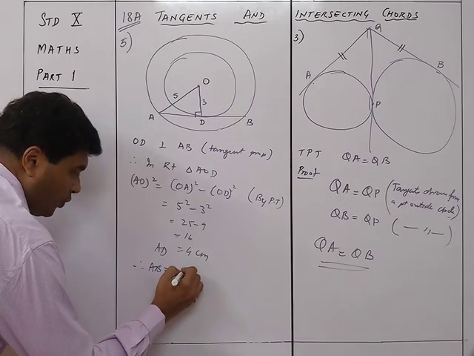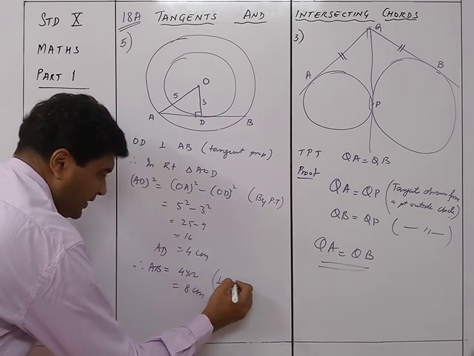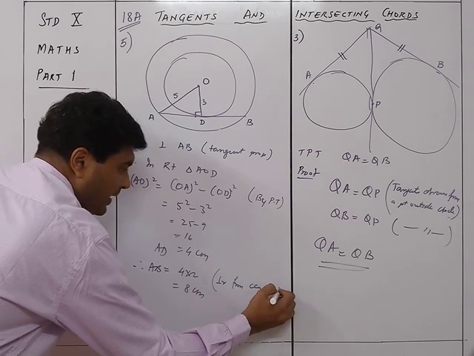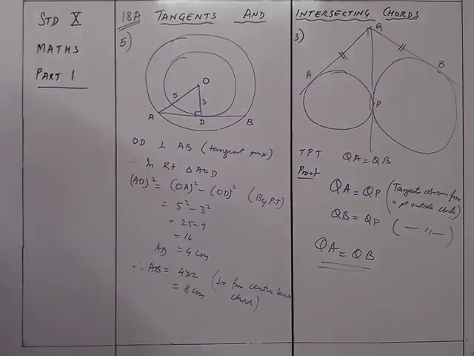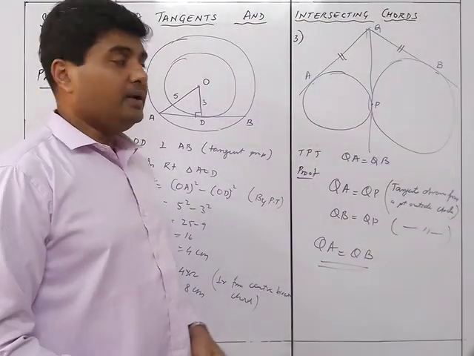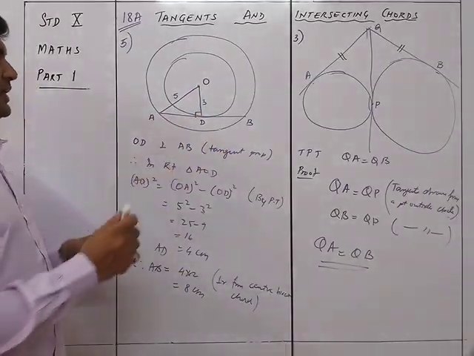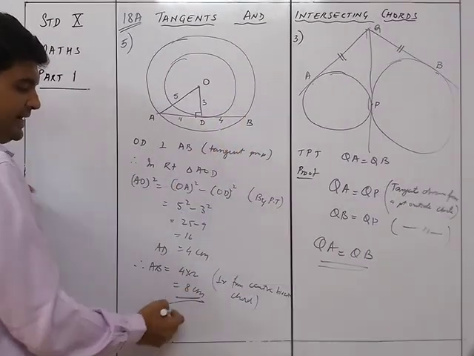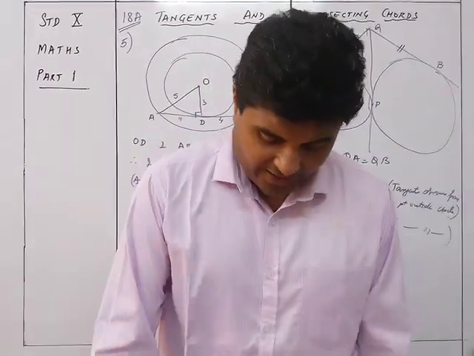Therefore AB is equal to 4 into 2 is equal to 8 centimeters, because the perpendicular from the center bisects the chord. That we will study in the 8th standard. The perpendicular drawn from the center to the chord bisects the chord. That is what we are using here. Hence, if this is 4, this will also be 4. Therefore, AB will be equal to 8 centimeters. That was question number 5.